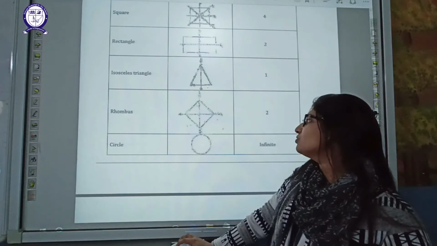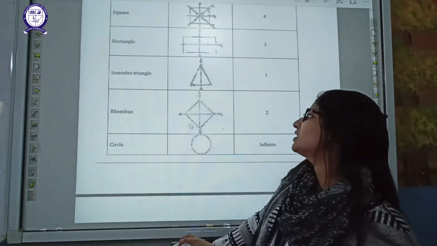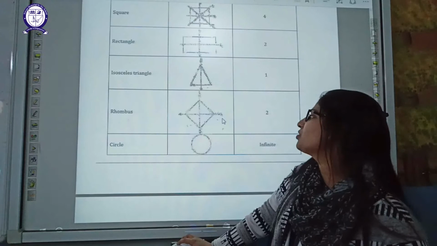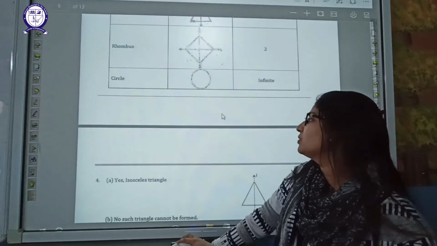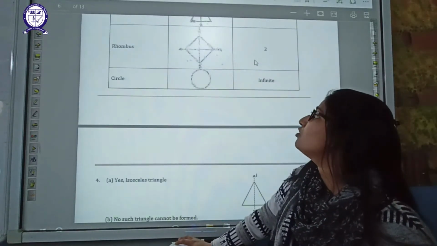Now in the case of the rhombus, students, one vertical line and one horizontal line of symmetry can be drawn. So two lines of symmetry are there in the case of the rhombus.